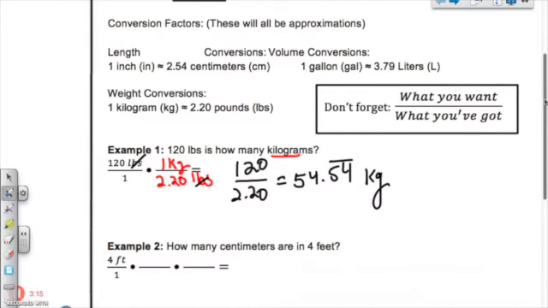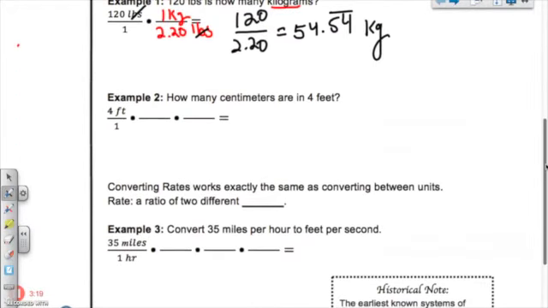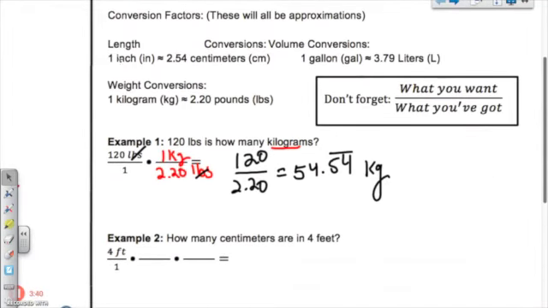Let's move on to something that's a little bit more complicated. Example 2 wants us to move from 4 feet to centimeters. So we know that we're starting with 4 feet and we're putting it over 1 just to make that multiplication of fractions a bit easier, but we want to go to centimeters. Here's the problem though. If you look back at the conversion factors we gave you, we don't give you any way to convert from feet to centimeters.